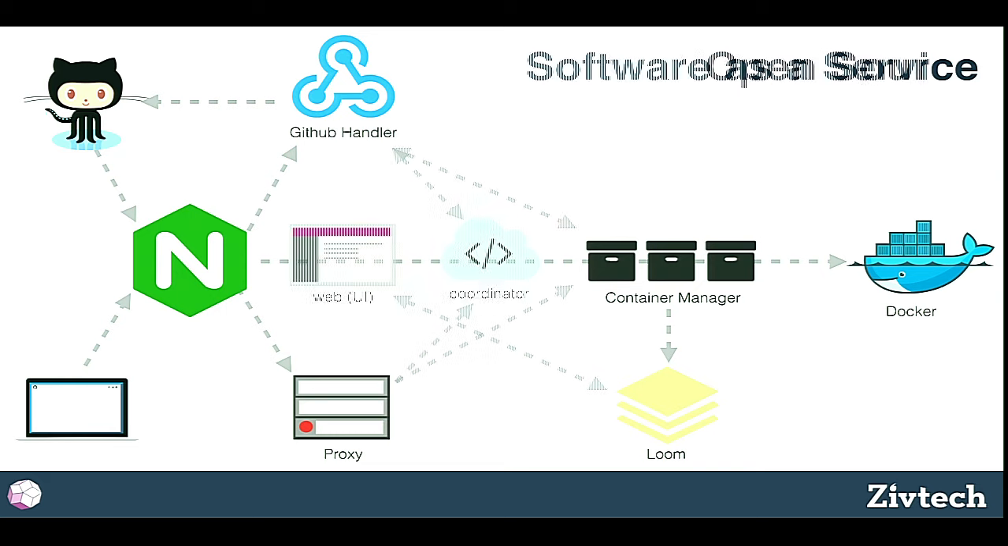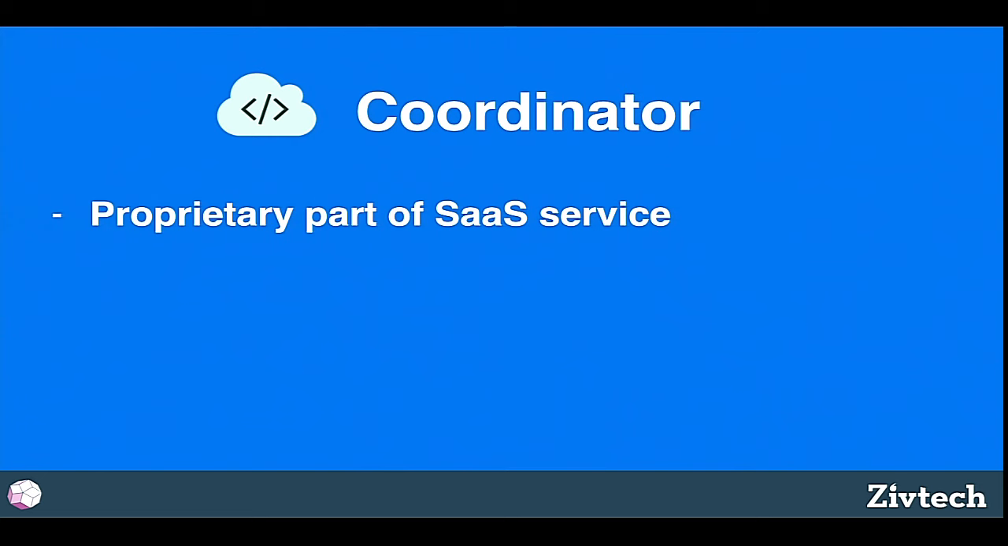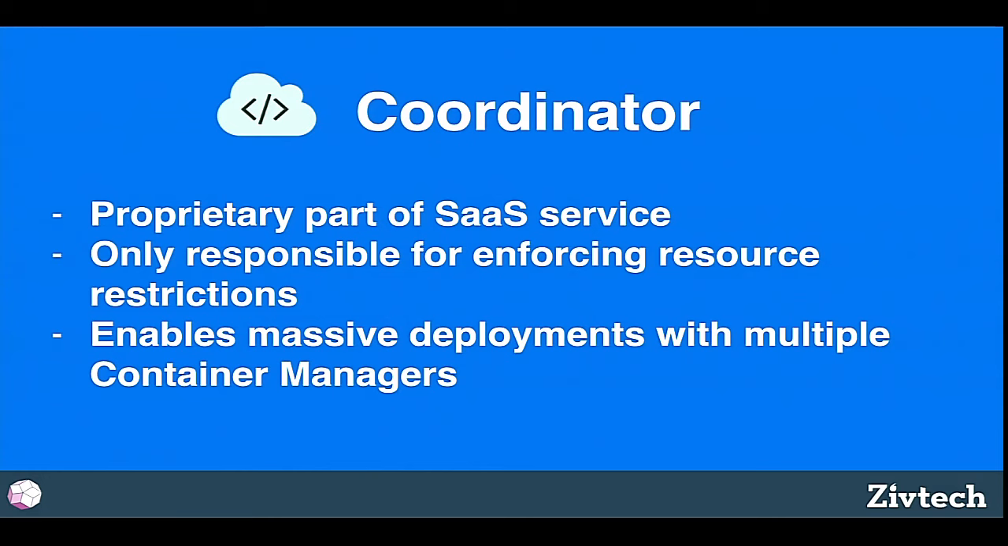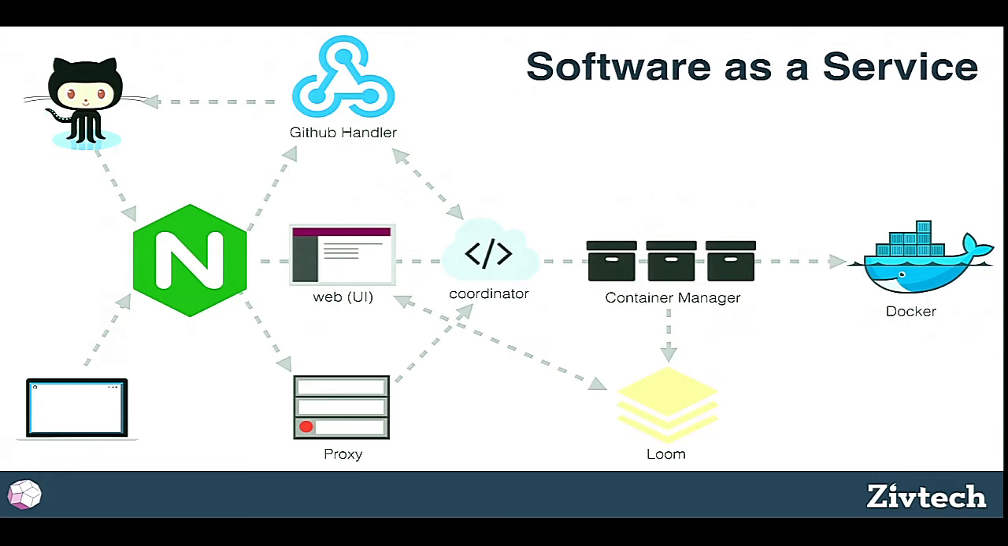Instead of pointing them at the container manager, we've built a little proxy we call the coordinator, which is really just necessary to allow us to do multi-container manager deployments. That is proprietary. It's part of our SaaS service. And it enforces resource restrictions. So how much are you paying us for storage? Don't let one loud person run us out of our hosting bill. And it enables you to have deployments with more than one container manager. Because otherwise, if you're pointing directly at the container manager, you only get one.